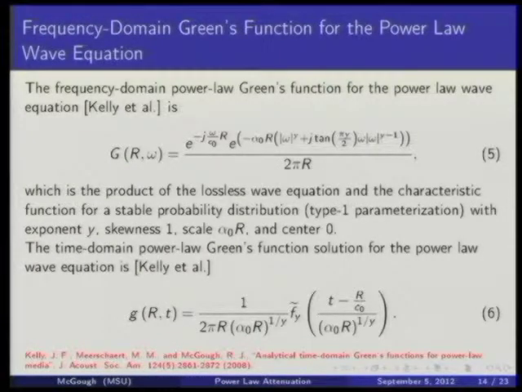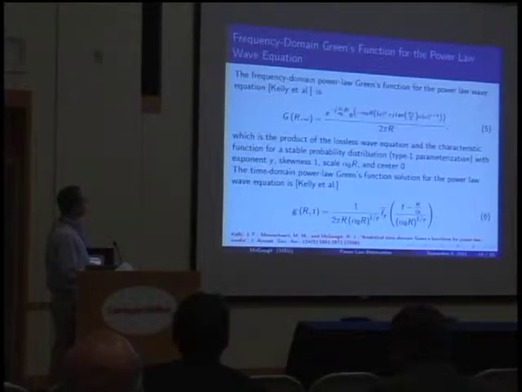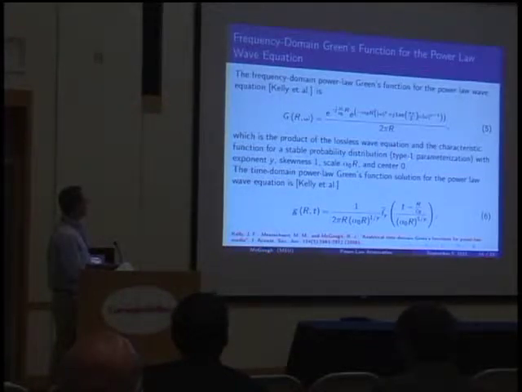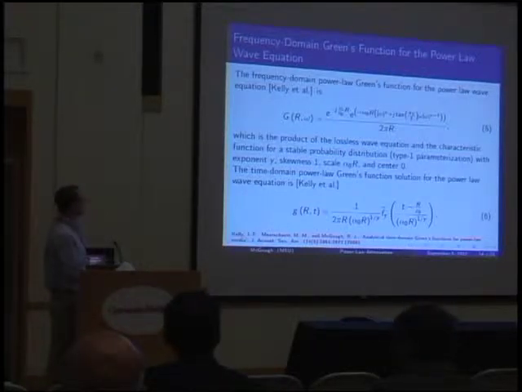One is that we have subsequently found the exact Green's function for this power law wave equation. And we found it both in the frequency domain, which I'm showing first in equation 5, and in the time domain in equation 6. Let's look at the frequency domain version more closely. The one thing that we should recognize from this e to the minus j omega over c r divided by 2 pi r, that's the frequency domain Green's function for the lossless wave equation. In other words, the Helmholtz wave equation.